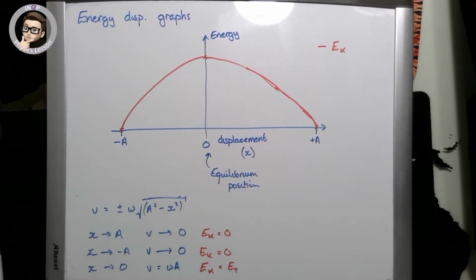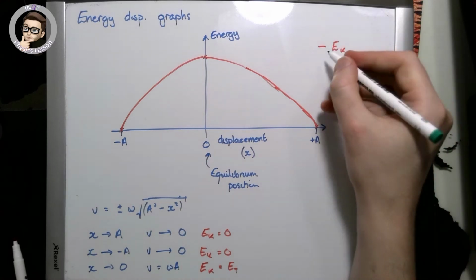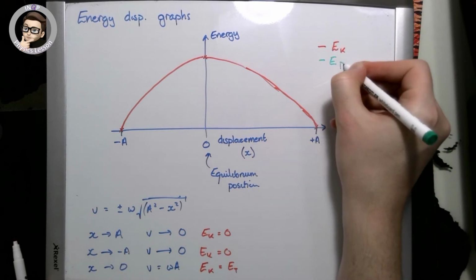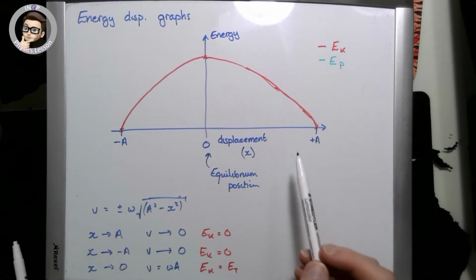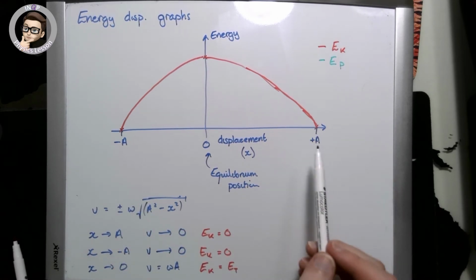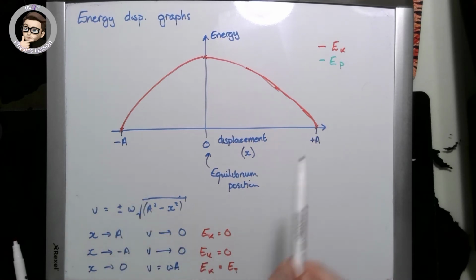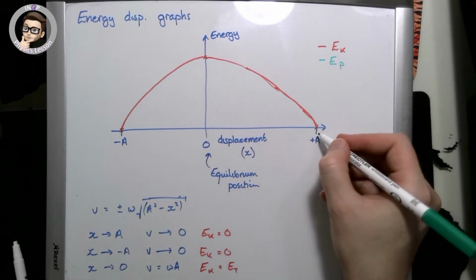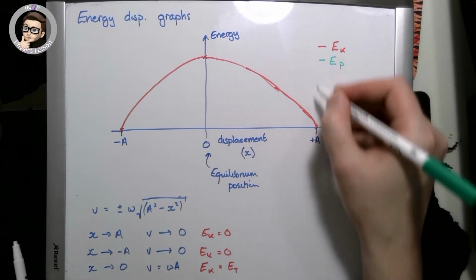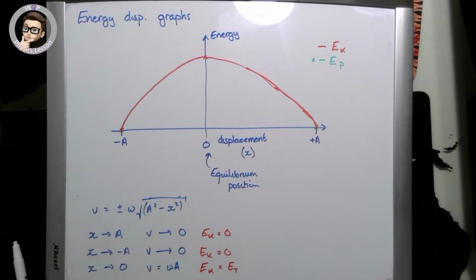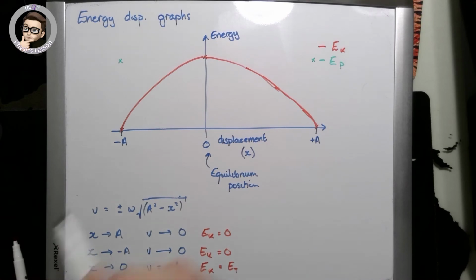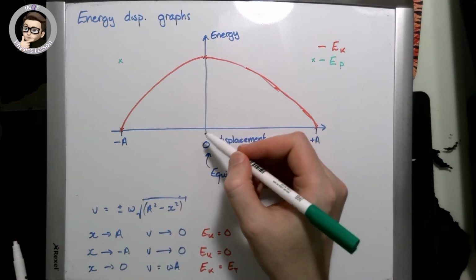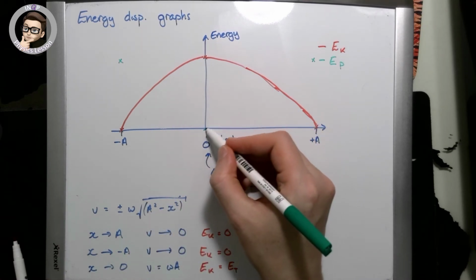Okay, what about potential energy, EP? Well, we know that when we're at plus A or minus A, we've actually got the maximum change in height. If we have the maximum change in height, then we must have the total energy at either point. So when we're at plus A, we're going to have ET, and when we're at minus A, we're going to have ET. What about at 0? Well, when we're passing through 0, we're going to have 0.